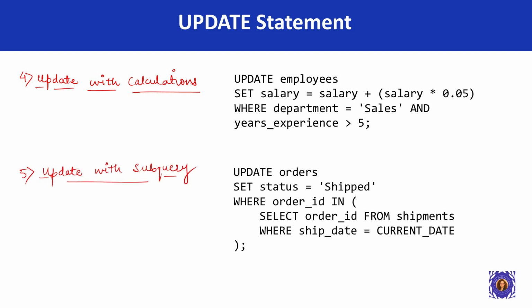An update with a subquery is useful when the rows to be updated depend on data from another table or a complex condition. For example, to mark orders as shipped that have corresponding entries in a shipments table for the current date, you would update the orders table and use the IN operator with a subquery to select the relevant order_IDs from the shipments table.